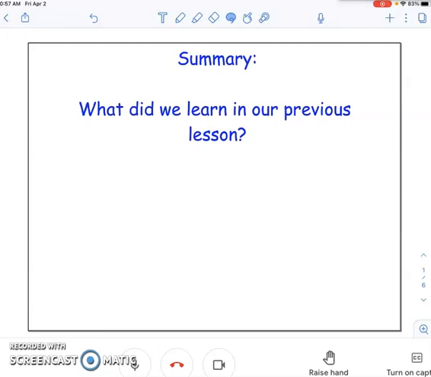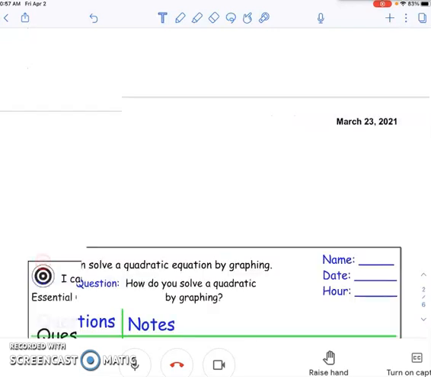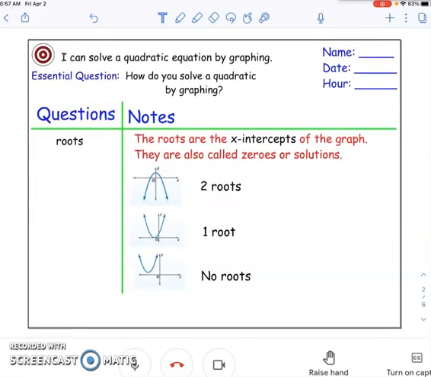Please start out by answering the question on our summary slide. What did we learn in our previous lesson? Our learning target today says, I can solve a quadratic equation by graphing. And our EQ says, how do you solve a quadratic by graphing? Well, if you graph a quadratic, the solutions are the x-intercepts.